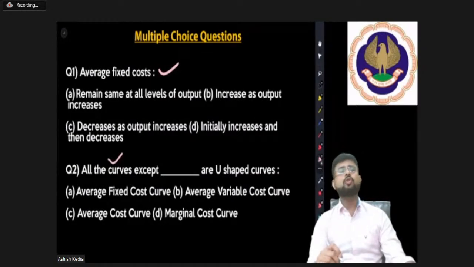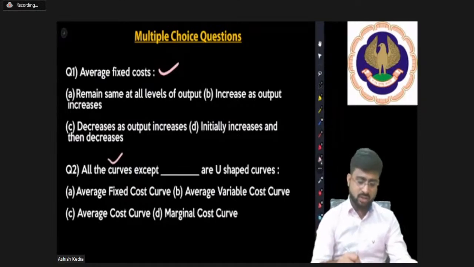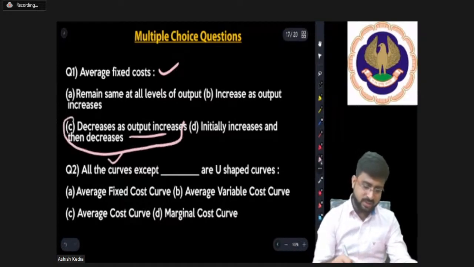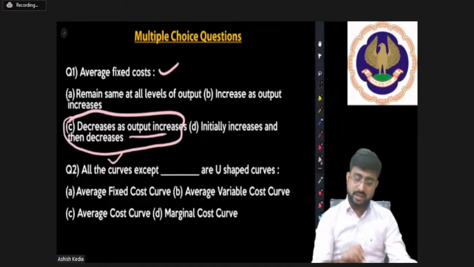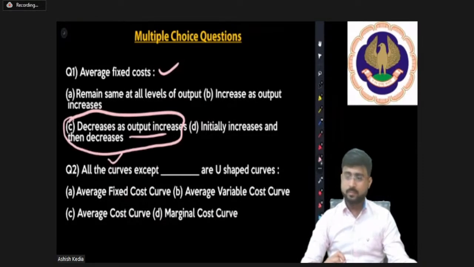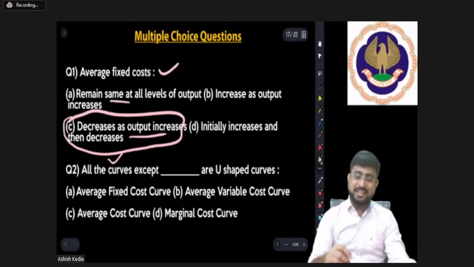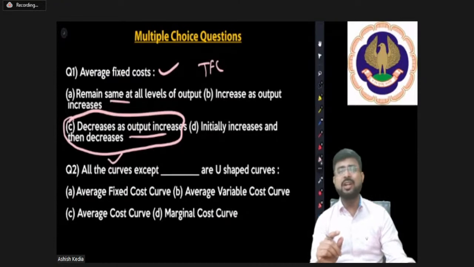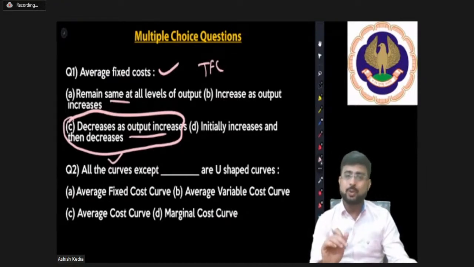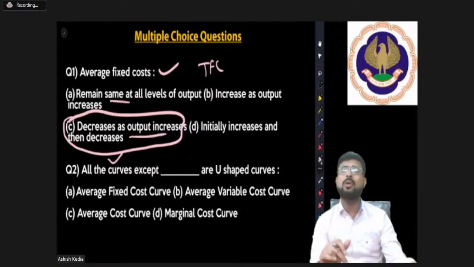So what we have understood is average fixed cost does not remain the same, it does not increase, it decreases. Correct, option C: average fixed cost decreases as output increases. Last class I taught this. Guys, most of you are tricked. You have written remains same. It's the total fixed cost that remains the same, not average fixed cost. Average fixed cost is total fixed cost divided by quantity, so as quantity, the denominator, rises, the overall value will fall. So it decreases as output increases.